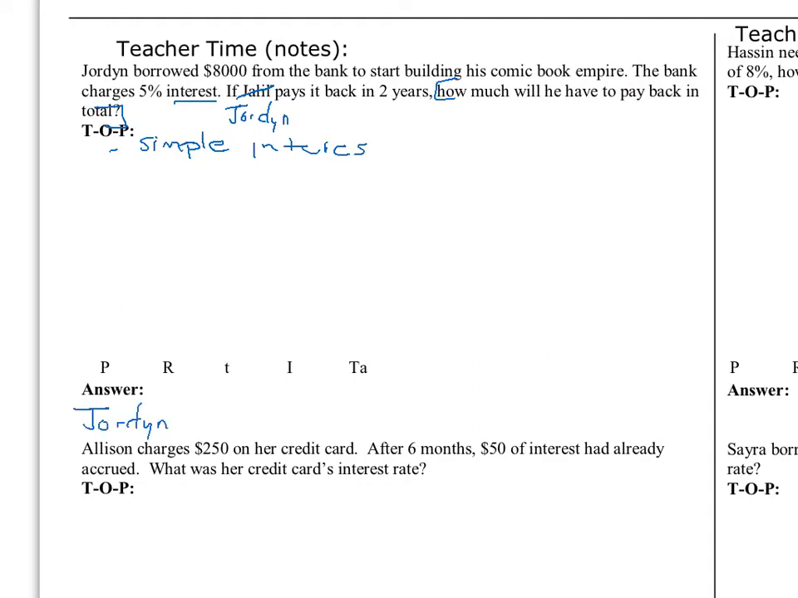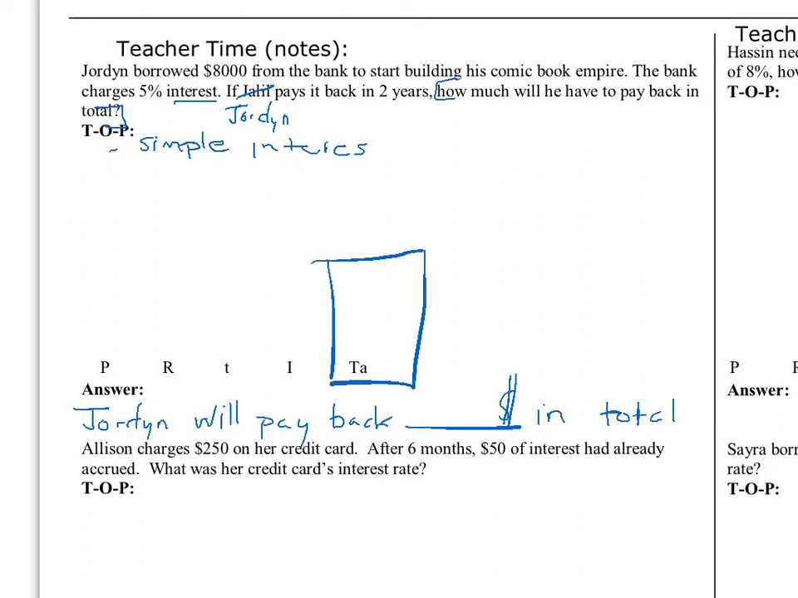Jordan will pay back blank dollars in total. So we're going to box that in. One thing that I don't see a lot of you doing is immediately boxing in what you need to solve for. That's going to help keep you from putting things in weird places. Because if you know you're solving for the principal, then you're not going to put something in the principal space because they're not going to give you the answer in the word problem.